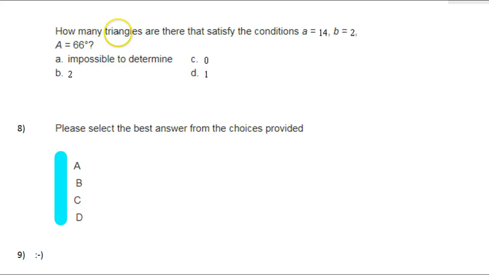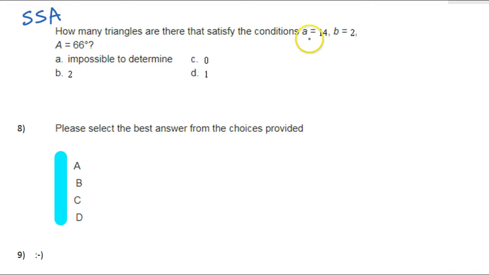How many triangles are there that satisfy the conditions side a equals 14, side b equals 2, and angle A is 66 degrees? So first of all, recognize that this is a side-side-angle situation. We have two sides and the angle that's not in between them.